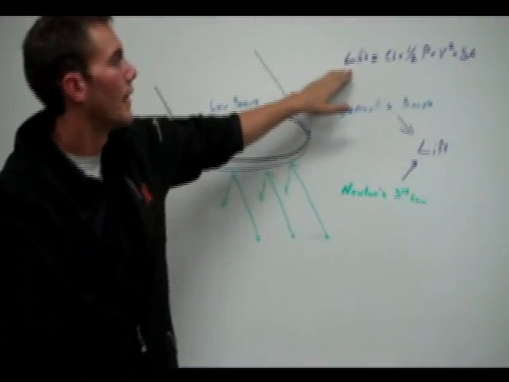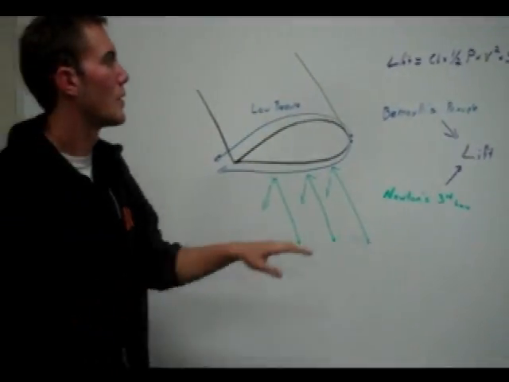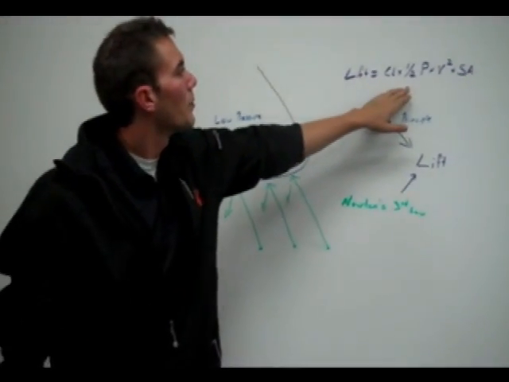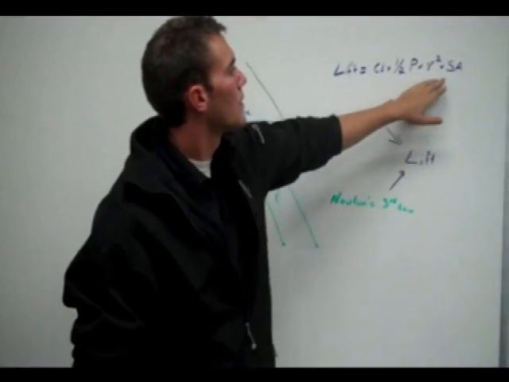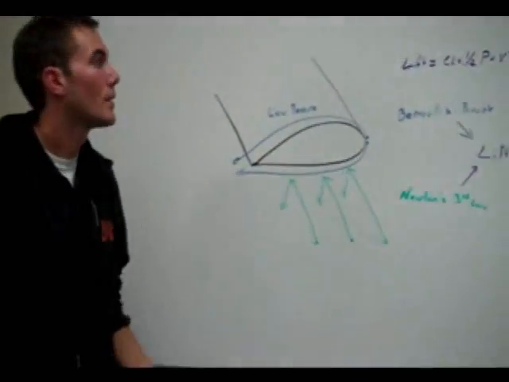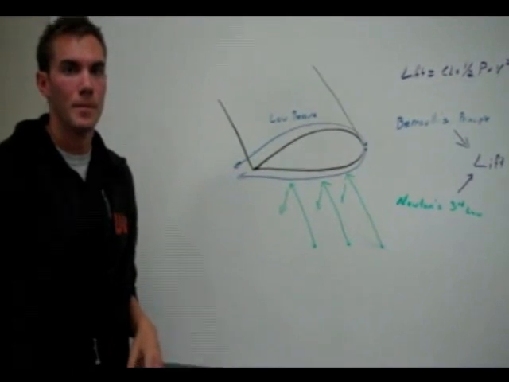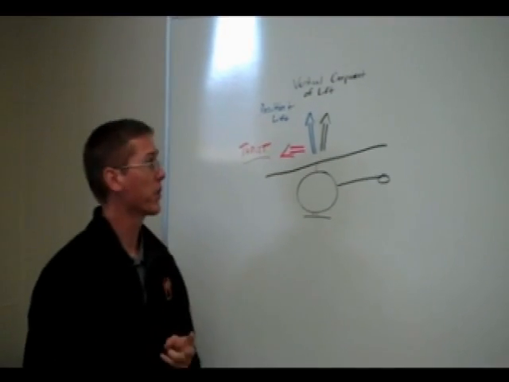The lift equation can be divided up into four different factors. There's going to be coefficient of lift, basically the pitch of the blade, the 1/2 pressure, velocity squared, and surface area. As we change those factors, we're going to change the amount of lift that we get off the rotor blade.